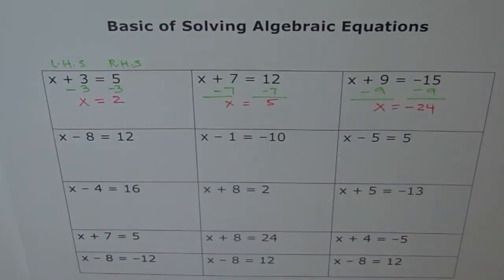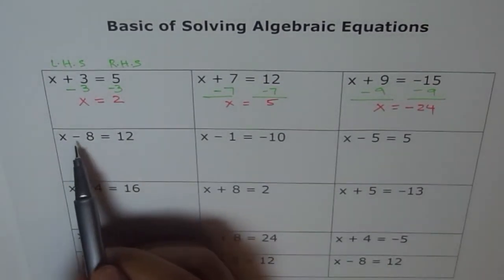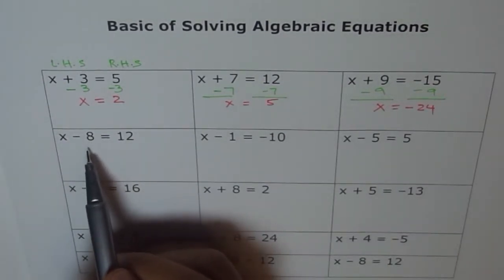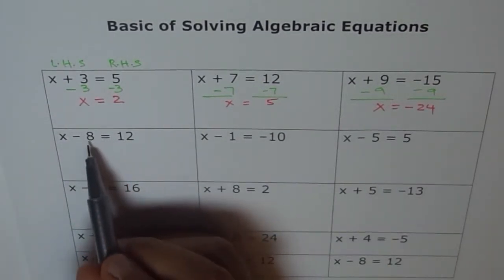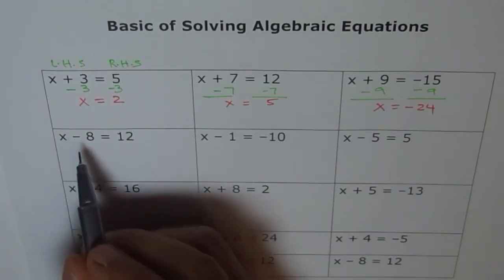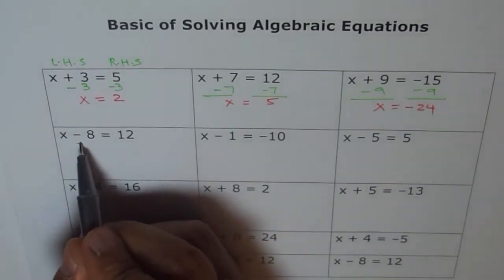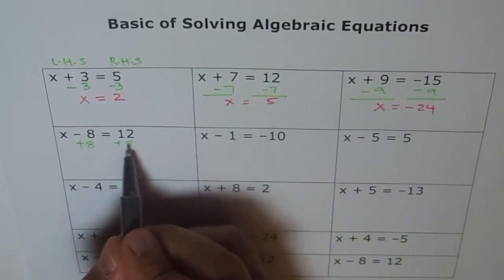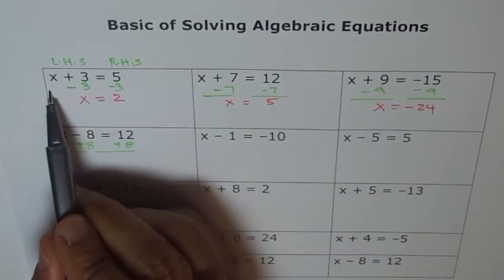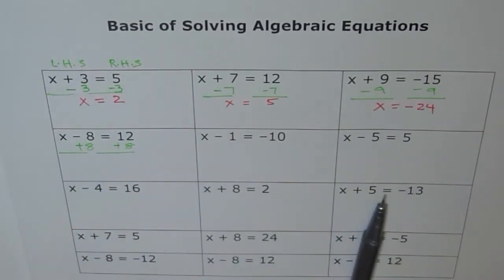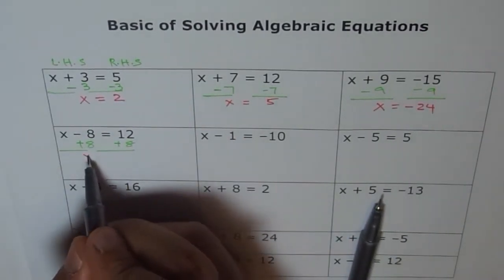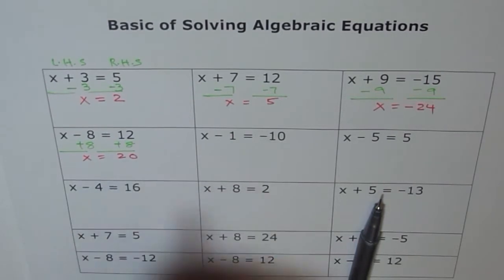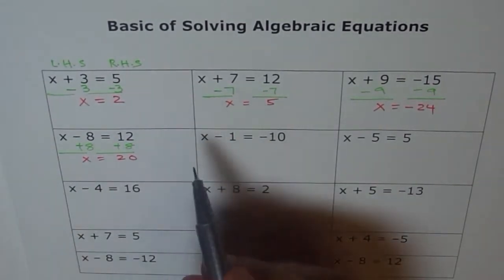Some more questions for you. If you have to get rid of minus 8, what should you do? Do just the opposite of this, the inverse of that, right? So minus 8 means plus 8. Plus and minus 8 is 0. So do plus 8 on both sides. If you do that, what do you get? You get x on this side, and 12 plus 8 is how much? 20.